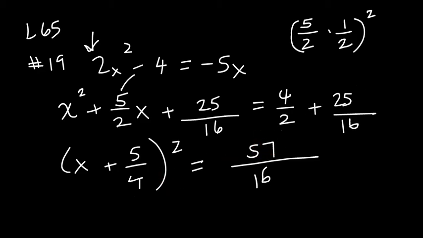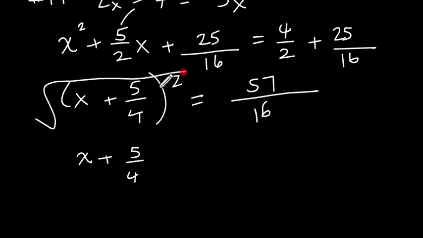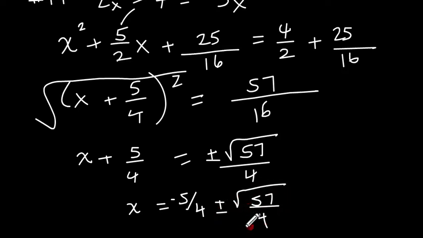And then we're going to take the plus or minus square root of both sides. So we get x plus 5/4. When you take the square root of this, the square and the square root cancel, and we bring everything out. We're going to get plus or minus the square root of 57, and then it's going to be the square root of 16, which is 4. And then finally, we're just going to subtract the 5/4. So we get negative 5/4 plus or minus the square root of 57 over 4. So hopefully that helps you with all the other ones that are coming up.